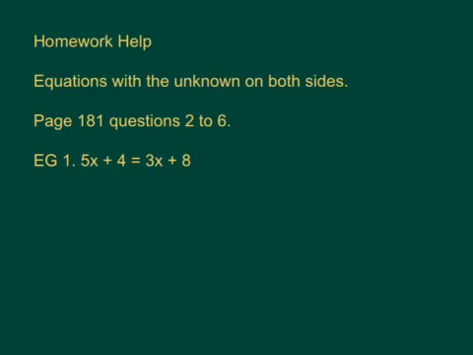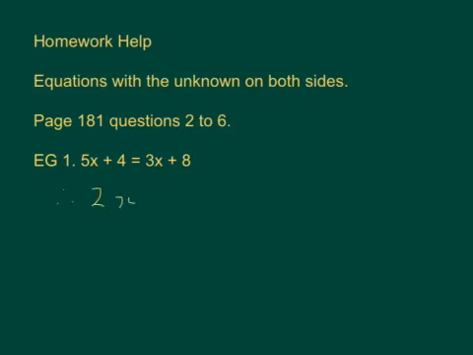Alright, so here's an example of some of the problems you're going to encounter. The first one is question 2a. Now what we want to do here is get the x's over to one side, and you can do that by simply subtracting 3x from both sides. See that 3x there? Well, I can take 3x from that side as long as I do the same thing to that side. So if I do that, what I end up with is quite simply 2x, right?